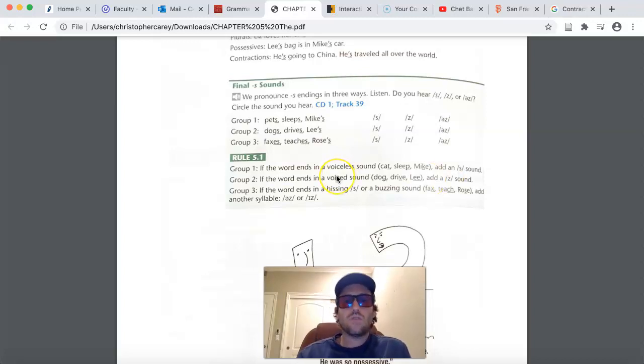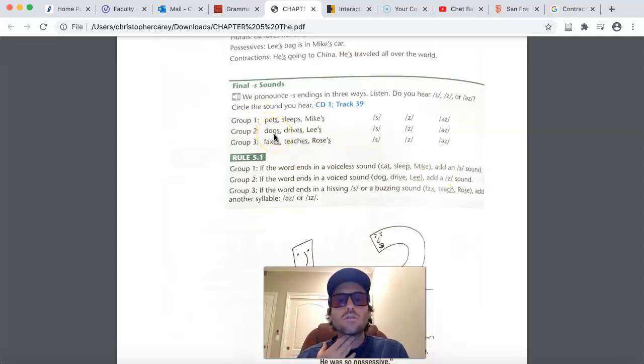Group 2, if the word ends in a voiced sound. So remember, voiced is where there's vibration. Try these. Dog, g, g, g, vibration there. Drive, v, v, v, vibration. Lee, e, e, e. So it could also be with vowel sounds too. But anytime the word ends in a voiced sound, whether it's a consonant sound or vowel sound, we have a Z consonant sound for that final S letter.